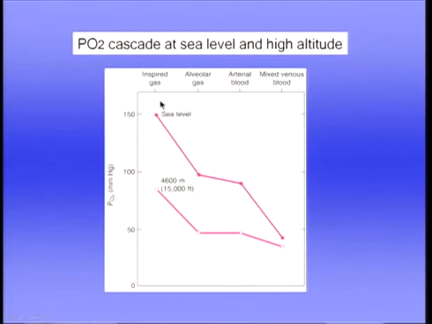Let's just look at what happens to the PO2 of the oxygen cascade from the inspired gas to the mixed venous blood. Here it's drawn for sea level. Here it's drawn for these people who are living at 4,600 meters. And the carry-home message is that because of the increase in ventilation and the increase in red cell concentration, the PO2 differences in the mixed venous blood are relatively small.